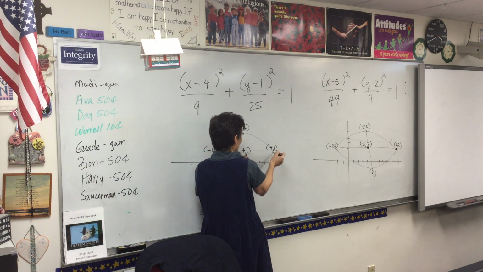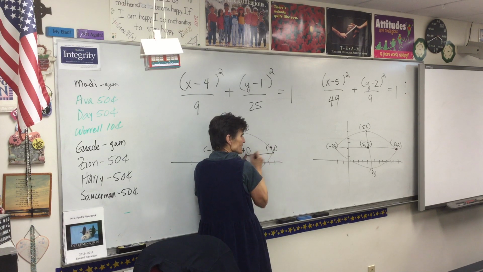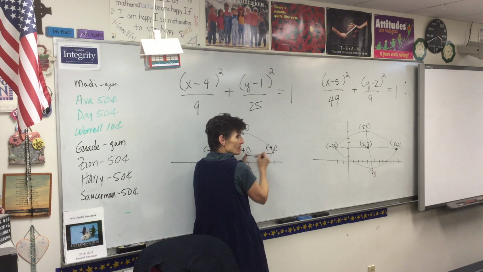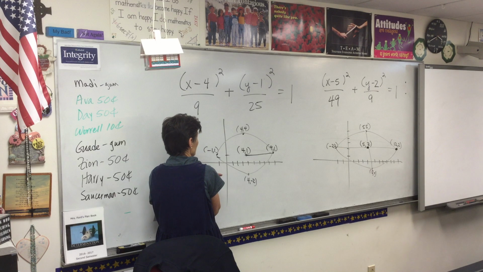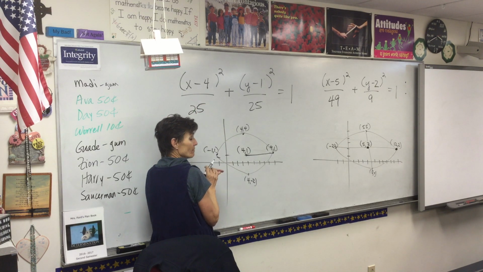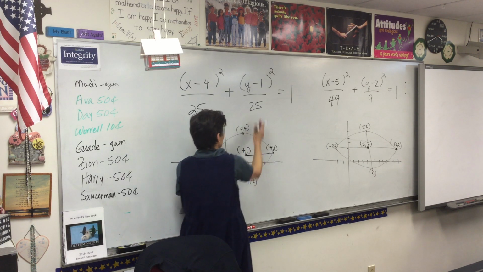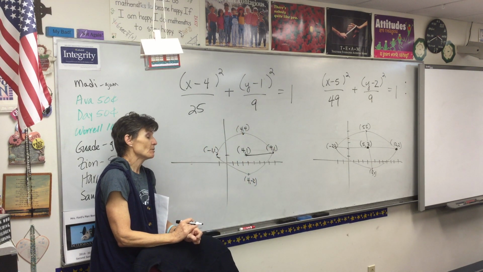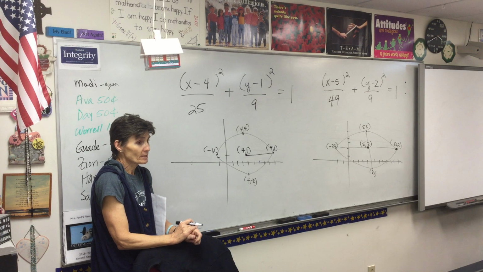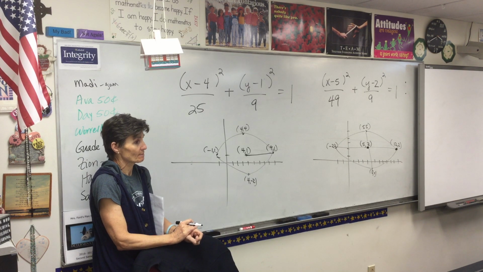Here's my center. How far did I go to get from here to here? What's that distance right there? 5. Which way is that? Y. That's not y. That's horizontal, right? So I went right and left 5. Where does the right and left number go? Under x. This is the 25. Now I went up and down. 3. So that up and down number goes under y. The numbers were right, though. You're exactly right. So you get points for having the right numbers. But you do not get full credit unless you have the right numbers in the right spots.